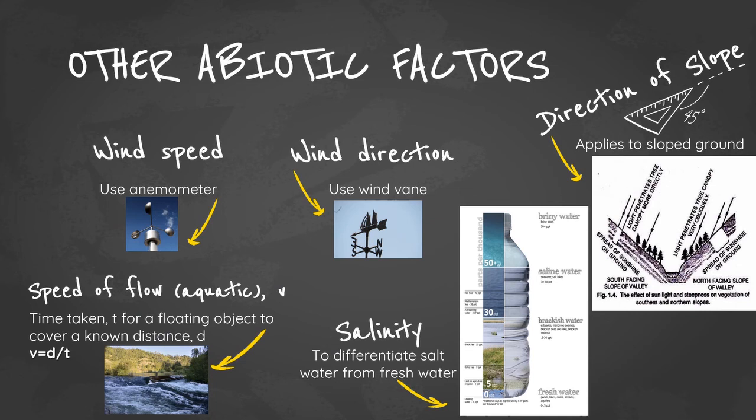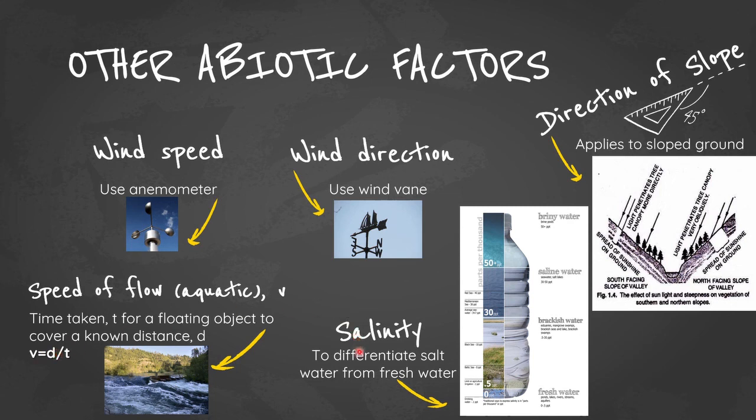So we can also look at other abiotic factors, such as wind speed, and we can use an anemometer as you can see in this diagram. We can also look at wind direction using a wind vane, where you can see your north, south, east, and west directions. We can find the speed of flow in an aquatic body, such as a river. And we find this by finding the distance traveled by a floating object on the river, for example, and the time taken for that floating object to travel that distance. Because speed is equal to distance over time.